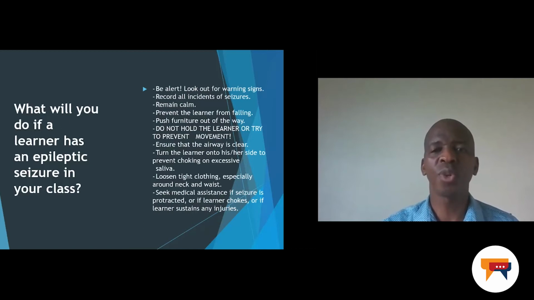In this module, we are just giving you hints on how you can support such a learner in your classroom, whether you are aware of it, or it's the first time that the learner is attacked by epilepsy. You haven't heard of it before, or even the learner was not aware that they have it. So you must always be alert. Look for warning signs. Once it happens, you must record all the incidents of the seizure. When did it start? What happens? Or what happened before, if we were able to see that?